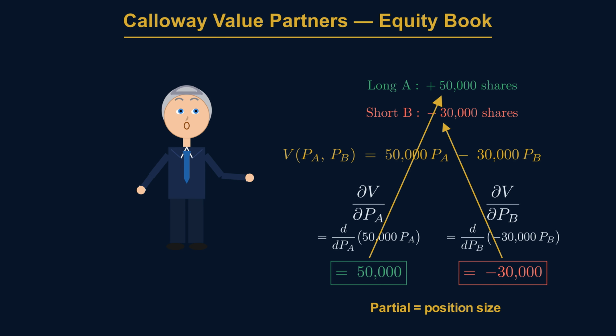That is why traders quote exposure in shares to begin with. The share count is the partial of the book's value with respect to the price of each asset, holding everything else fixed. He uses each partial as the dollar exposure for sizing a single name hedge against each leg.